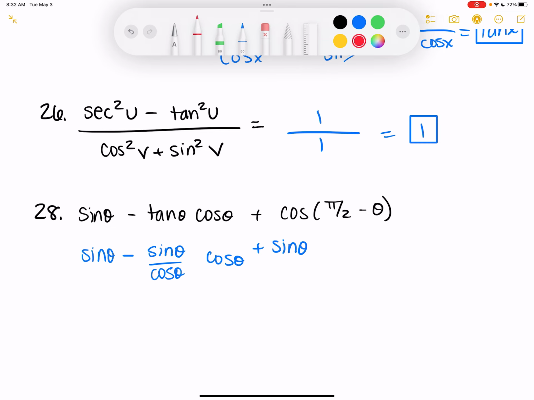So sine of theta divided by cosine of theta times cosine of theta. The cosines cancel. See, that's what I wanted to happen. So that leaves you with sine minus sine plus sine. So it just leaves you with sine of theta.